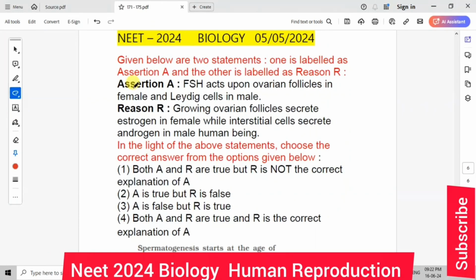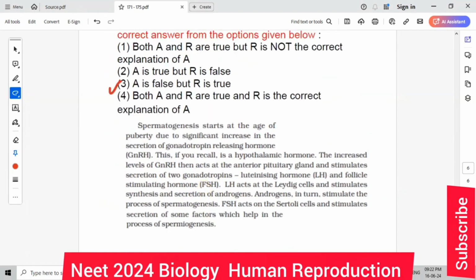Assertion: FSH acts upon ovarian follicles in females and Leydig cells in males. Sorry, it's wrong, because in males only LH acts on Leydig cells. Next, reason: growing ovarian follicle secretes estrogen in females while interstitial cells secrete androgen in male human beings. That is right. So A is false, R is true. It is option 3. You can see NCERT lines here from human reproduction.